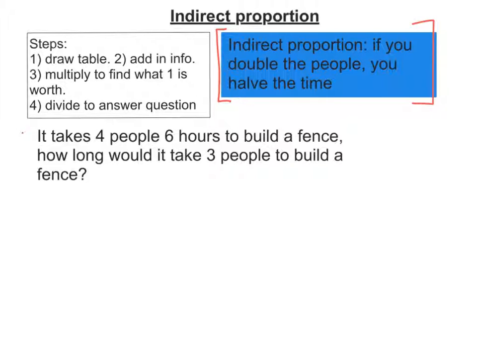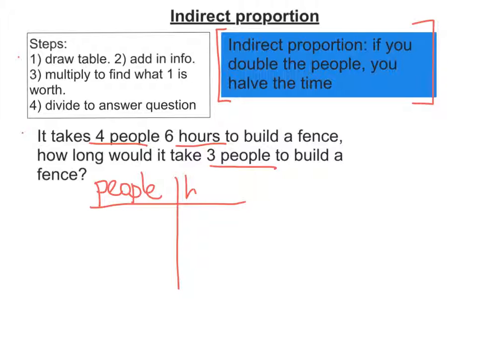It takes 4 people 6 hours to build a fence. How long would it take 3 people to build a fence? So first thing I must do is draw my table down here. Now, where we have 2 bits of information, it goes on the left-hand side. So we know 2 things about the number of people. And that means that the hours must go over here. Okay. Add in the info, so I know it takes 4 people 6 hours.